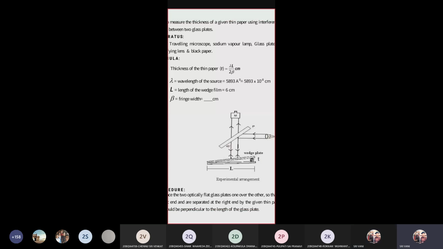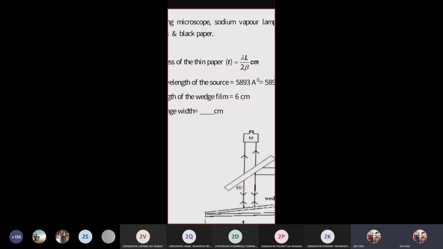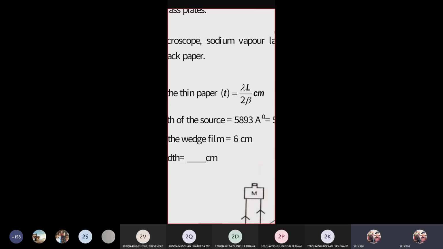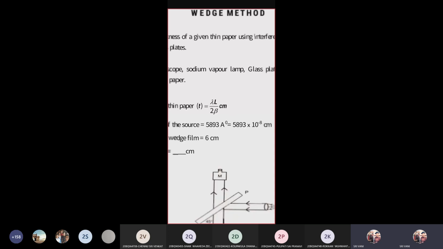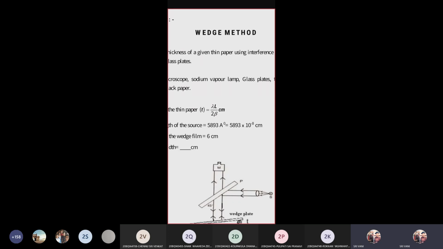కరెక్ట్ మామ్. ఫార్ములా వచ్చేసి థిక్నెస్ ఆఫ్ ది థిన్ పేపర్ t ఈజ్ ఈక్వల్ టు λL/2β సెంటీమీటర్స్. ఓకే, దీనిలో మనకి λ అంటే లైట్స్, జనరల్ ఇక్కడ సోడియం వేపర్ ల్యాంప్, దట్ ఈస్ ద ఎల్లో కలర్. మనందరూ కూడా స్టాండర్డ్ కలర్స్ తెలుసు, వైలెట్ నుంచి రెడ్ వరకు. ఈ రెడ్ వచ్చేసి మాక్సిమం 7000, మనకి విజిబుల్ రీజన్ 4000 to 7000 angstroms.